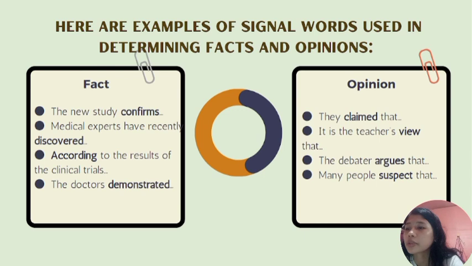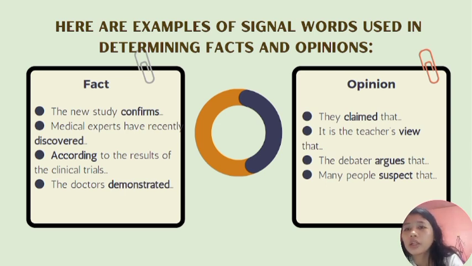Second is: medical experts have recently discovered. "Discovered" is one of the signal words for fact. Third is: according to the results of the clinical trials. Here there is "according," one of the signal words which supports your statements or gives evidence about them. Lastly: the doctors demonstrated. There is also evidence or support in this last part, with the signal word "demonstrated." So those are the signal words under fact.